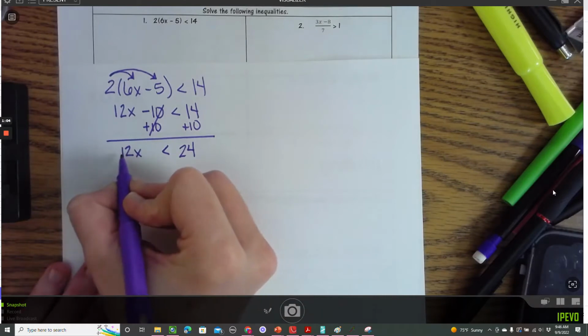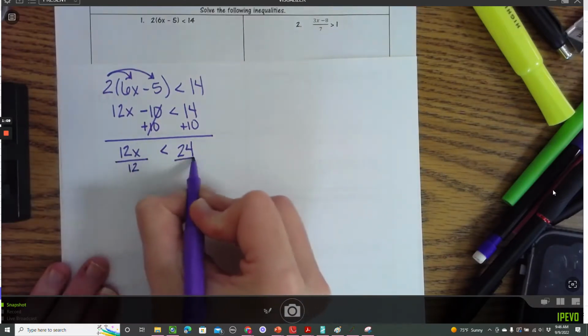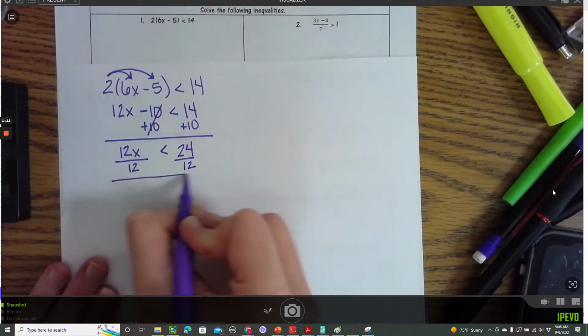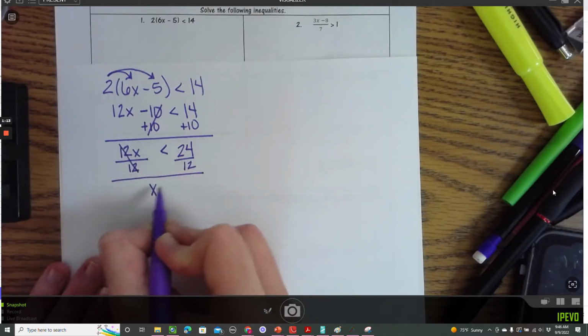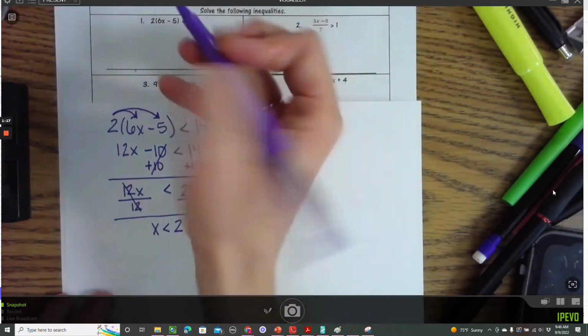And then whenever you have a letter and a number shoved together, it's multiplication. So the opposite of multiplication is division. And that's it. That's your answer.